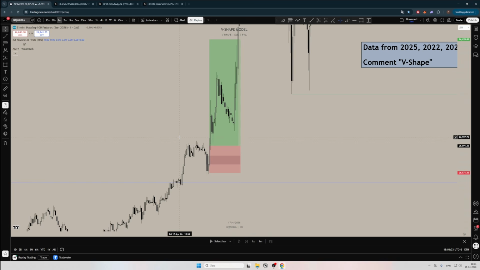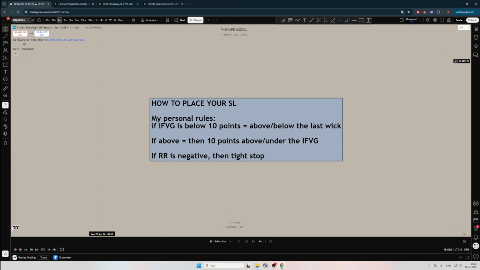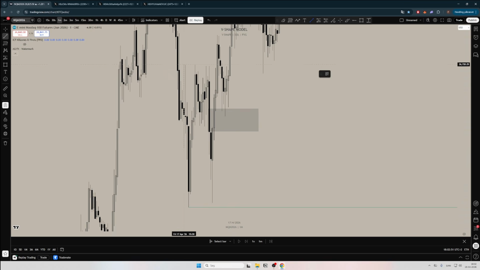It's because when my drawn liquidity is right in a winning trade, normally we don't even go into drawdown that often. And the last rule I use for placing my stop loss is: if the risk to reward ratio is negative, then I place a tight stop. An example is this trade from yesterday.